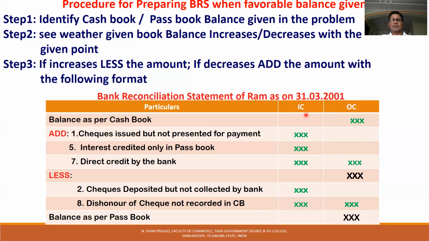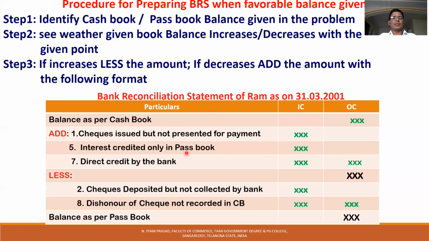This is the outer column, this is the inner column. Only for the purpose of addition and deduction is this inner column used. For example, balance as per cash book is given. First point: check issued but not presented for payment. You know very well, when a check is issued but not presented for payment, the cash book balance decreases. That you have to understand. If you remember the previous 3 slides, that a check issued but not presented for payment means the cash book balance decreases, then when the cash book balance decreases, you have to add that amount.